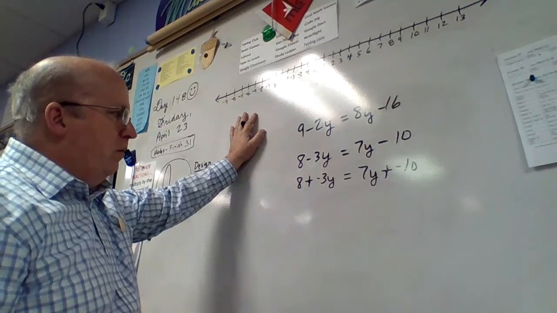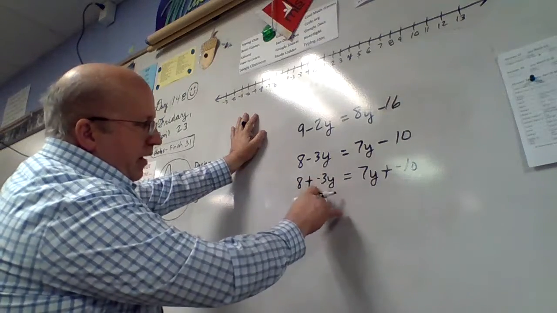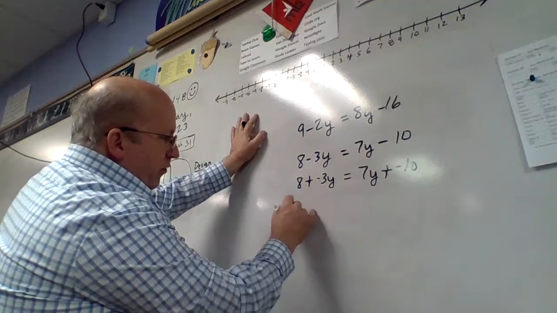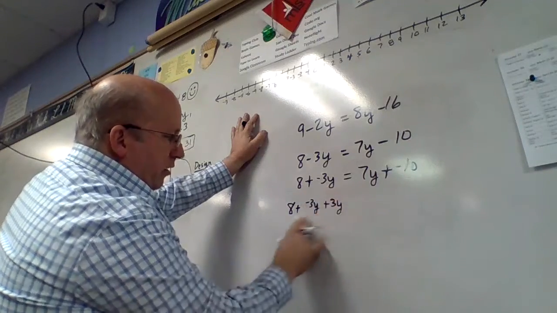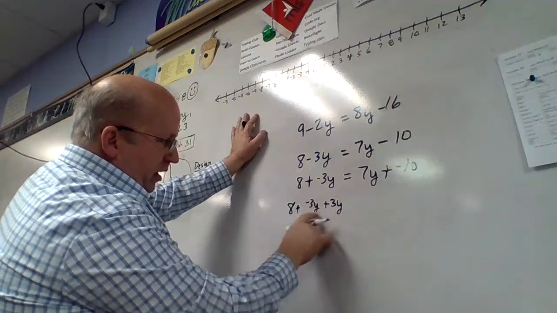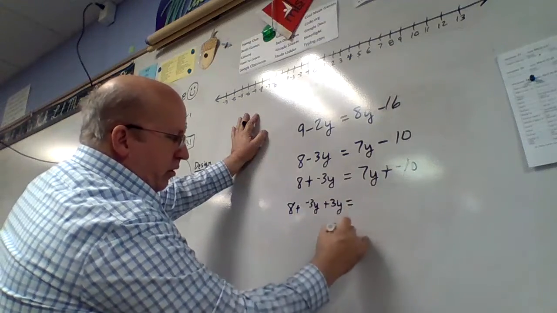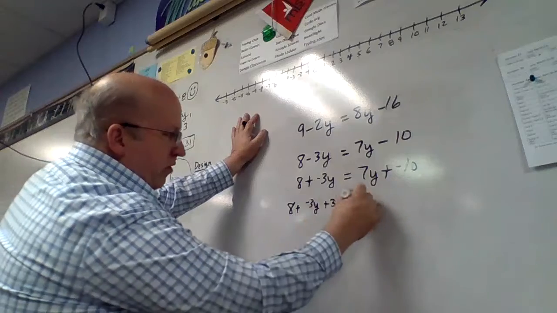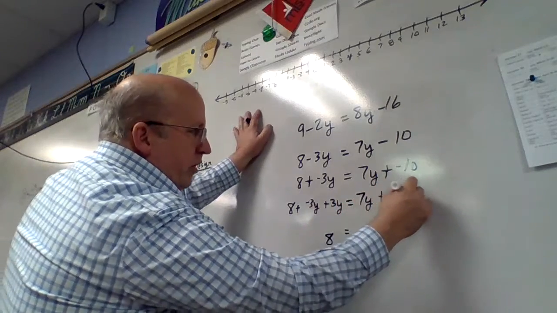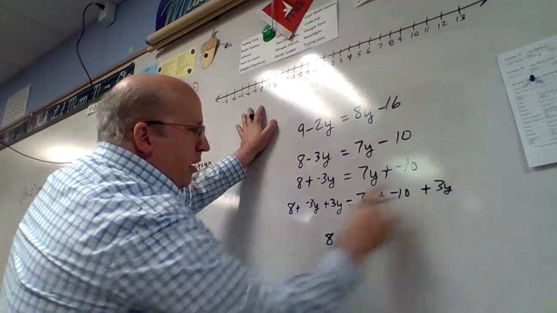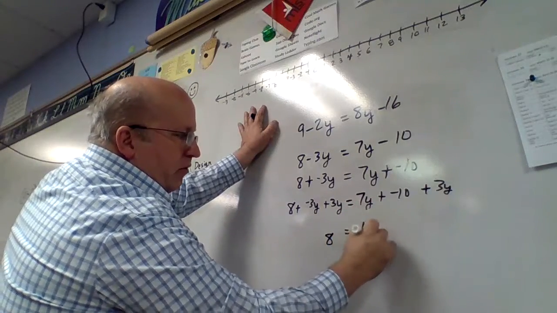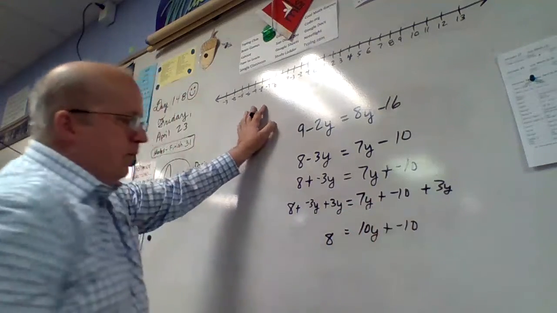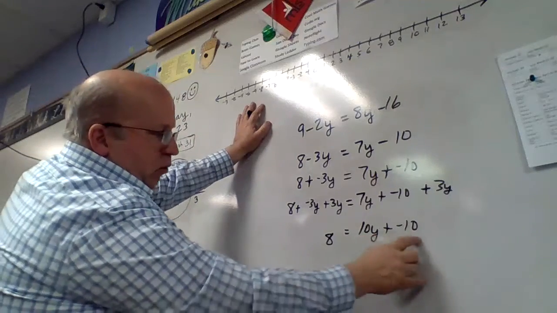Now what can I do? Well, look at this. I got a negative 3y here. What if I add a positive 3y to this side? Do you see how these would cancel each other out and I'd be left with 8? But what I do to one side, I also have to do to the other side. So I'm also going to add that same 3y to this side, and that gives me 10y plus a negative 10. Now, I still got to get the y by itself.